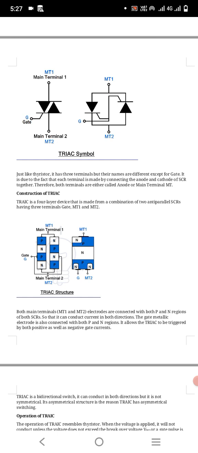Next, we see the construction of TRIAC. TRIAC is a four-layer device that is made from a combination of two anti-parallel SCRs having three terminals: gate, MT1 and MT2. Both main terminals, MT1 and MT2 electrodes, are connected with both P and N regions of both SCRs, so that it can conduct current in both directions. The gate metallic electrode is also connected with both P and N regions. It allows the TRIAC to be triggered by both positive as well as negative gate currents.